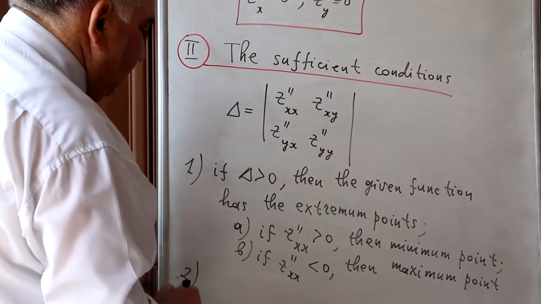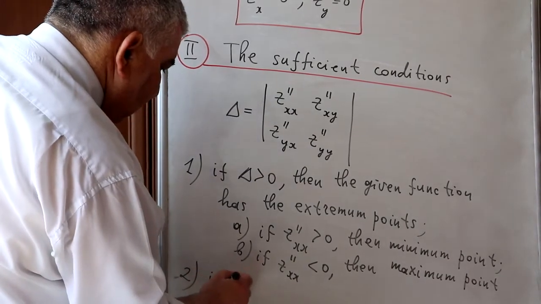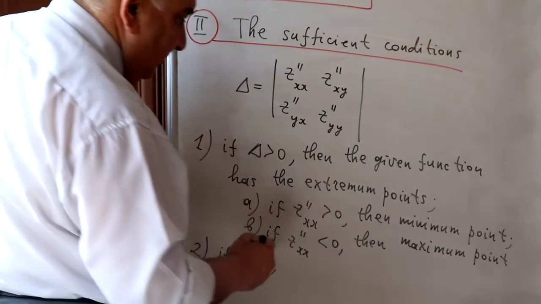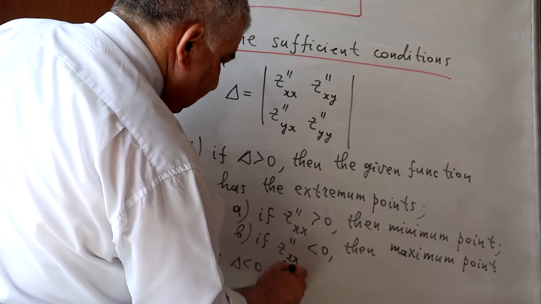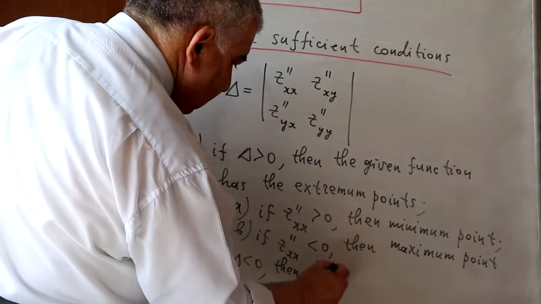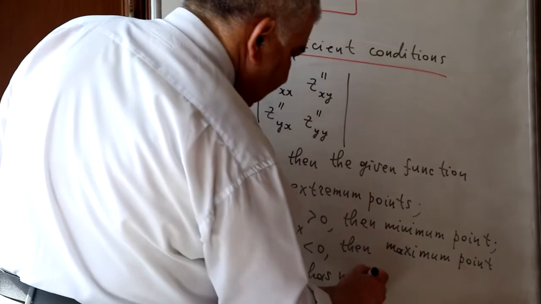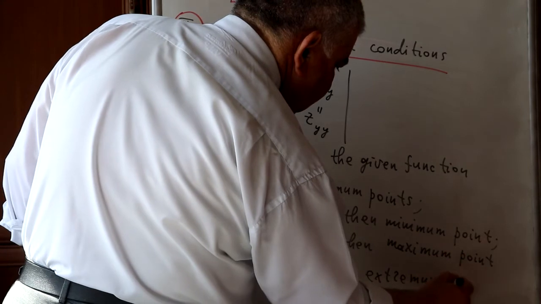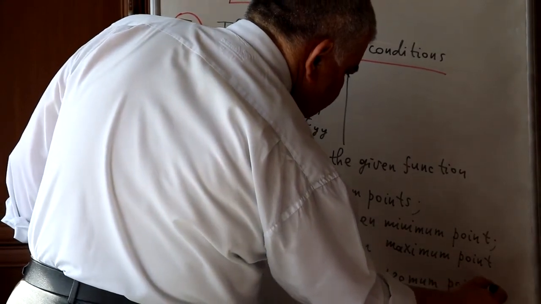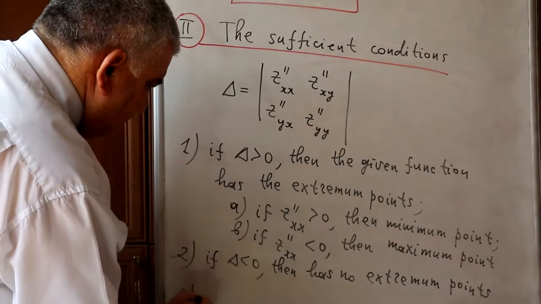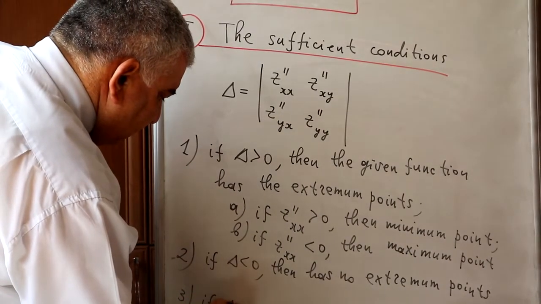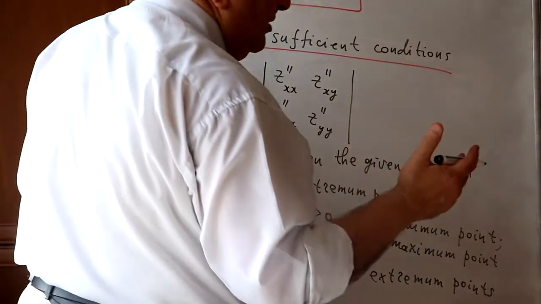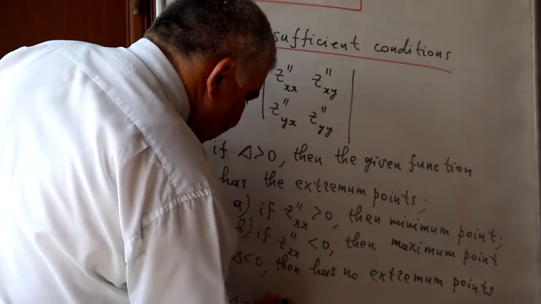Second point, if delta is negative, then function has no extreme points. And third, if delta is 0, then we have the indeterminate case.